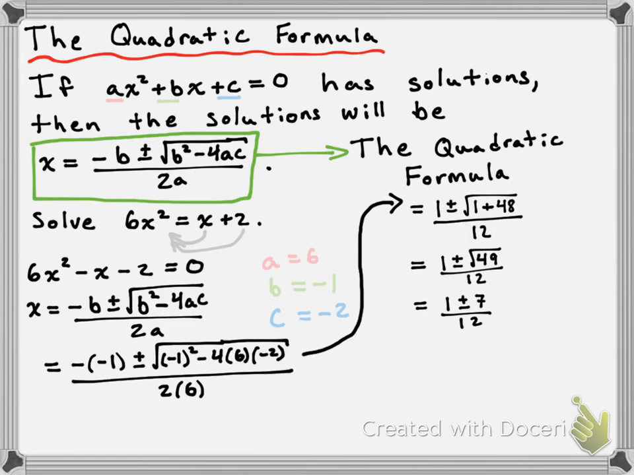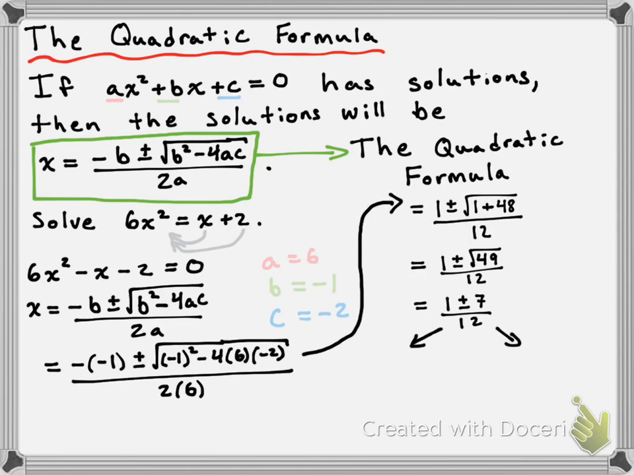Now, when we have 1 plus or minus 7 divided by 12, basically that's just two different expressions written at the same time. We're going to have 1 plus 7 divided by 12, and then we're going to have 1 minus 7 divided by 12. And what we're going to do is we're going to take these two and we're going to separate them out and calculate them individually. So let me show you what I mean by that. Let's start with the 1 plus 7 divided by 12.